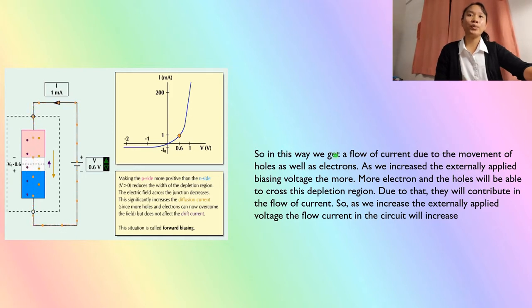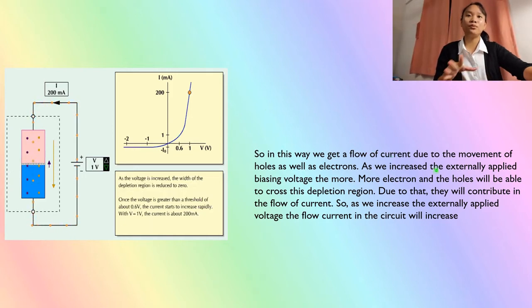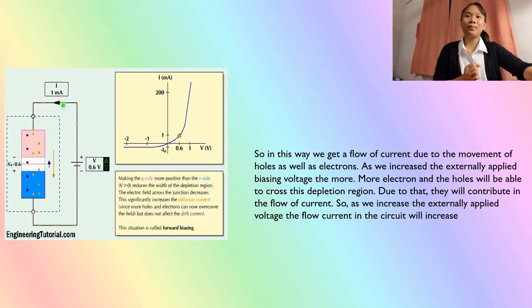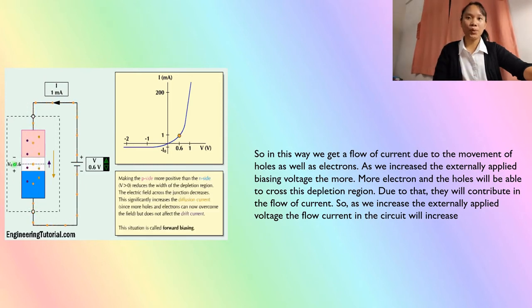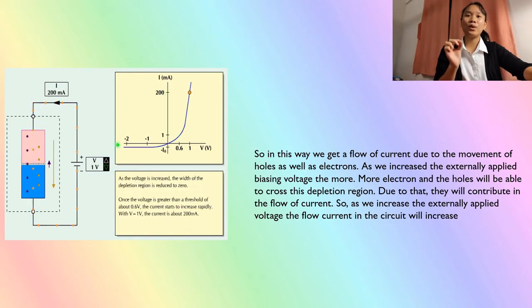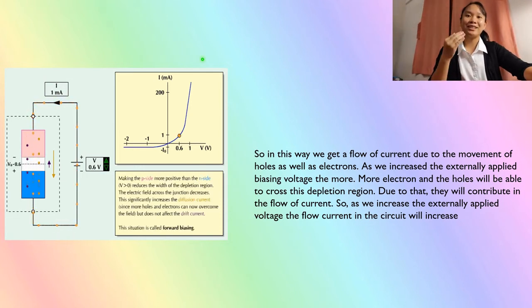Okay, so in this way, we get a flow of current due to the movement of holes as well as electrons. As we increase the externally applied DC voltage, more electrons and holes will be able to cross this depletion region. Due to that, they will contribute to the flow of current. So, as we increase the external applied voltage, the current flow in the circuit will increase. That means more applied voltage, more current flow in the circuit.